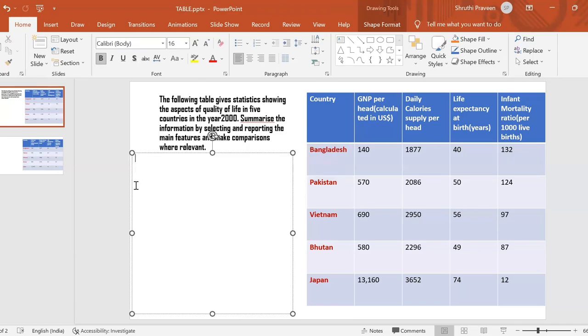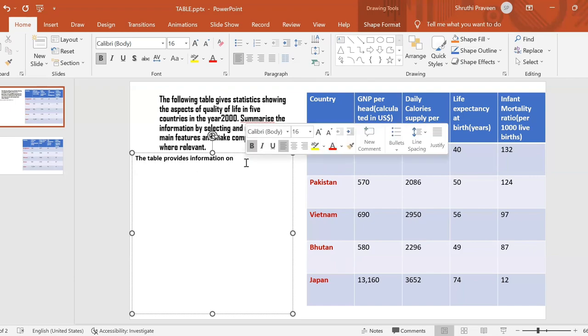So, I'm going to start with the first paragraph. The table now gives, I'm going to say, provides information on the aspects of the quality of life in 5 countries in the year 2000. So 5 countries, maybe I can write 5 Asian countries because all are Asian. Asian nations, maybe. Countries I can paraphrase into nations. Aspects of quality of life. The table provides information on.